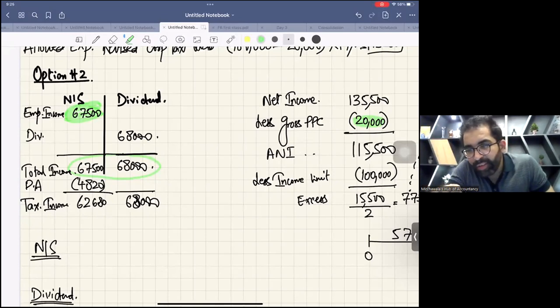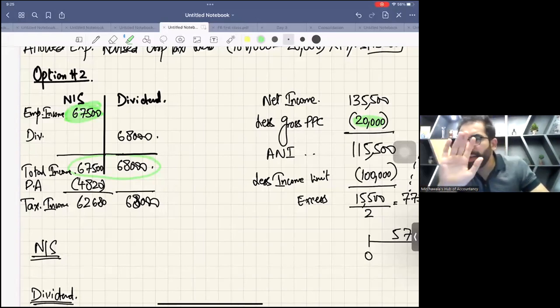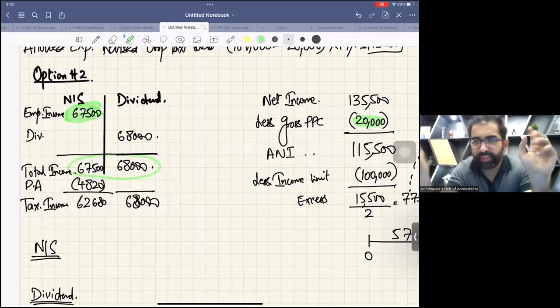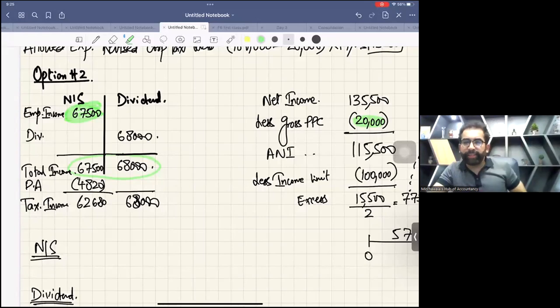And just look at your TRCs. Your TRC gross PPC is 20,000. So there will be no stepping out, no return working. Don't worry about that part. Thank God, there is nothing like that. So let's start the tax.